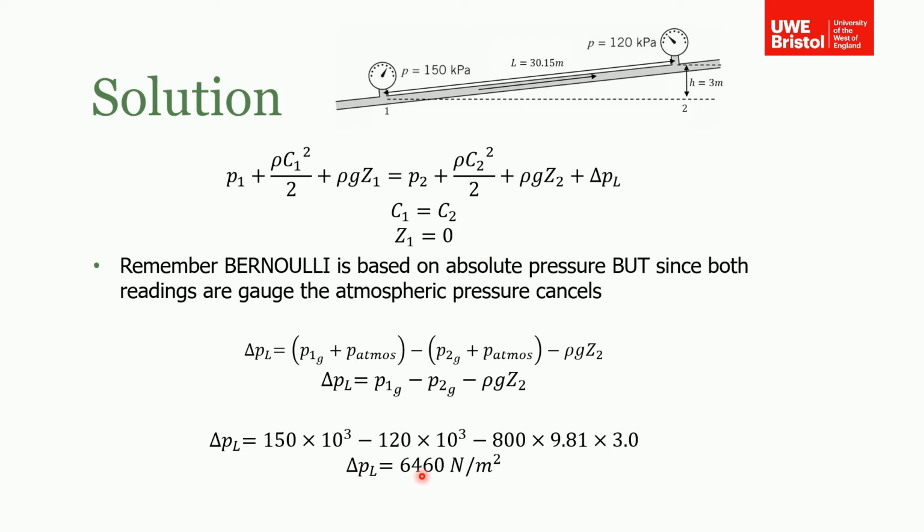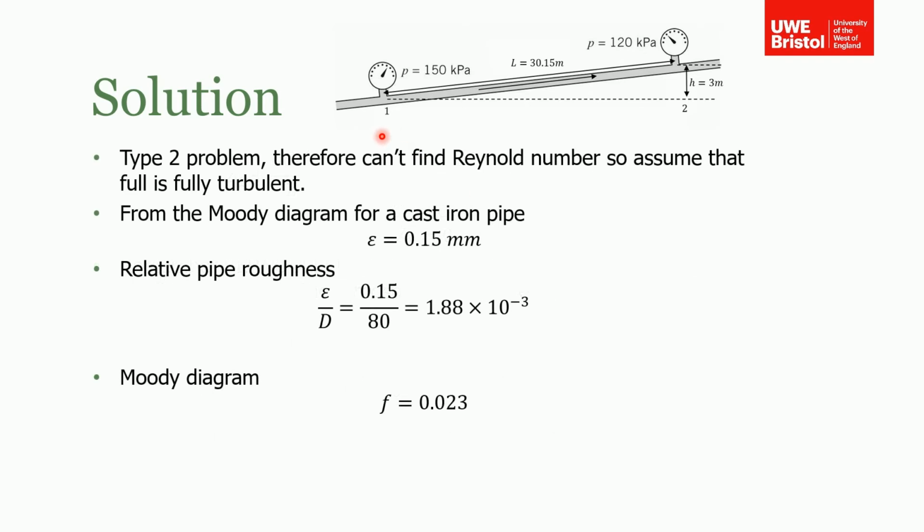6,460 pascals. So this is a type 2 problem because we know the pressure loss between point 1 and point 2. We know the diameter, but we don't know the velocity. That's what we're trying to find out. And the type 2 problem is obviously a bit more tricky than type 1, because if we don't know the velocity, we can't find the Reynolds number, and if we can't find the Reynolds number, we can't find the friction factor. So how do we get around this?